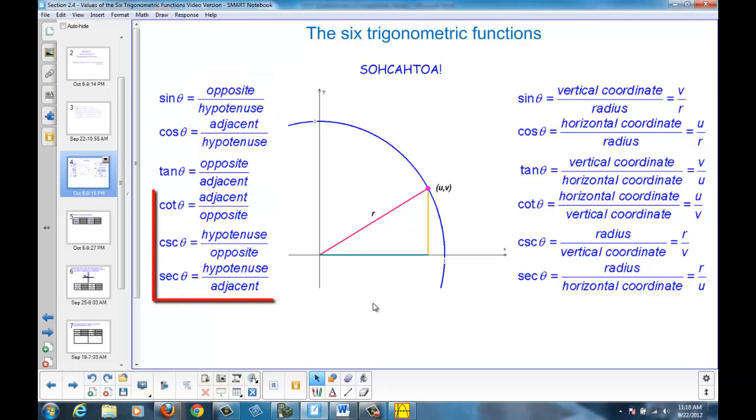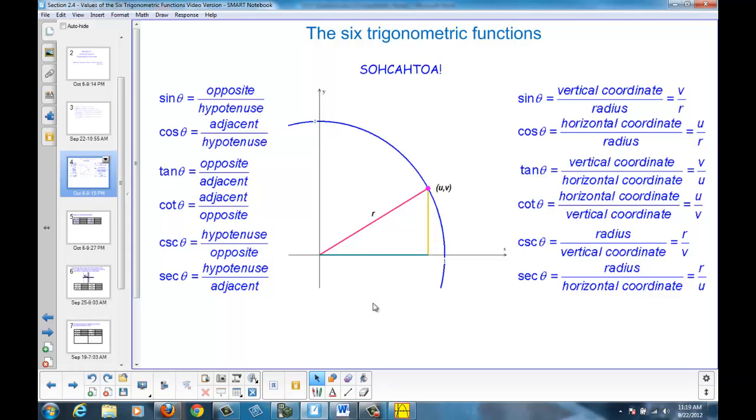Our remaining three trigonometric functions are reciprocals of the original three. The cotangent is the reciprocal of the tangent, so the ratio is adjacent side over the opposite side. The cosecant is the reciprocal of the sine function, so the ratio is hypotenuse over opposite. And the secant is the reciprocal of the cosine function, so the ratio is hypotenuse over adjacent.